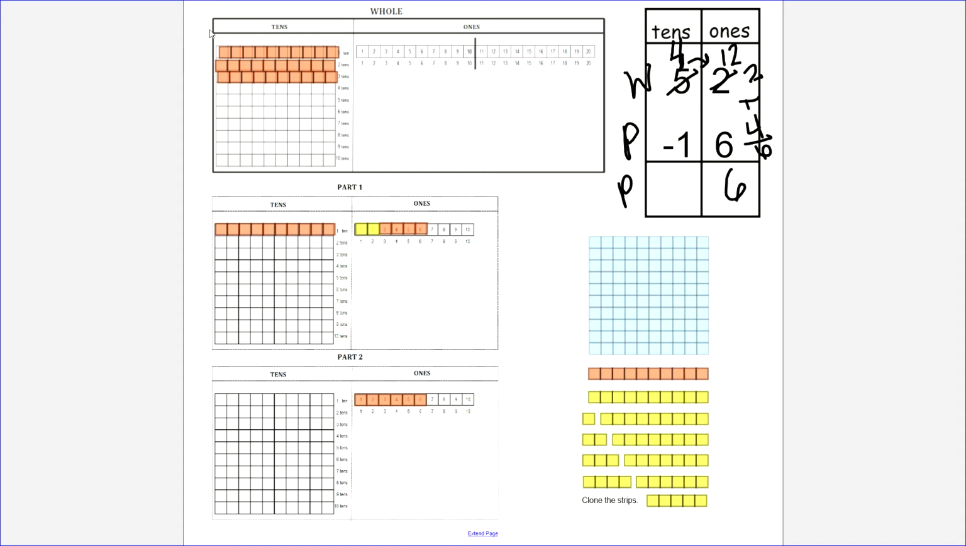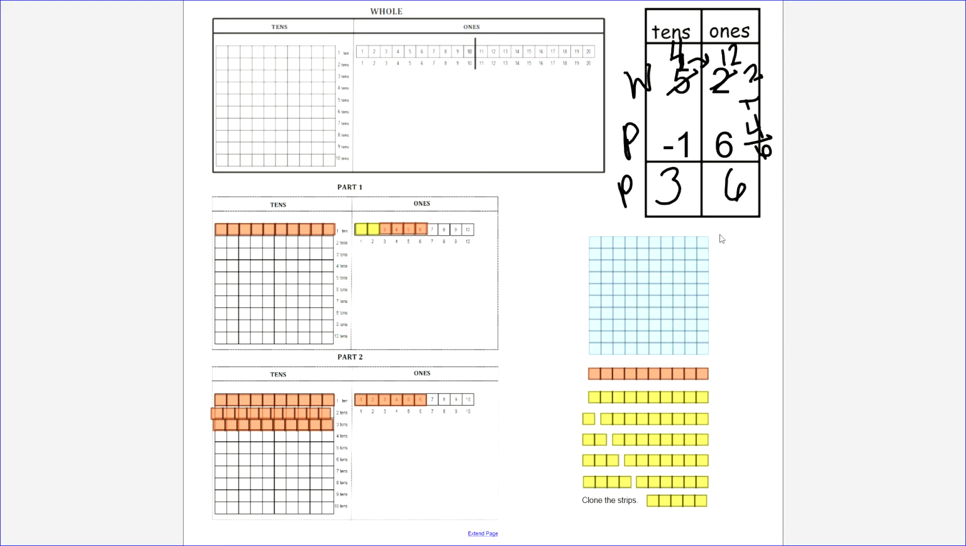And then I can see that I have 3 tens left for my missing part, or the answer. 4 minus 1 equals 3. So the answer in the tens place is 3. I can now see that 52 minus 16 equals 36. So I have found my missing part.